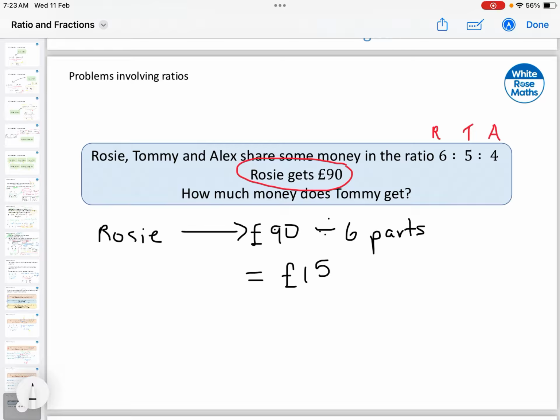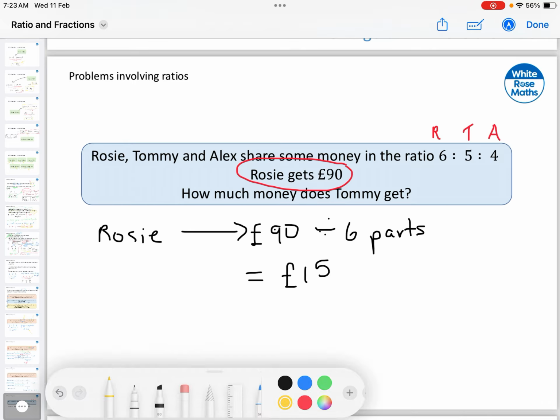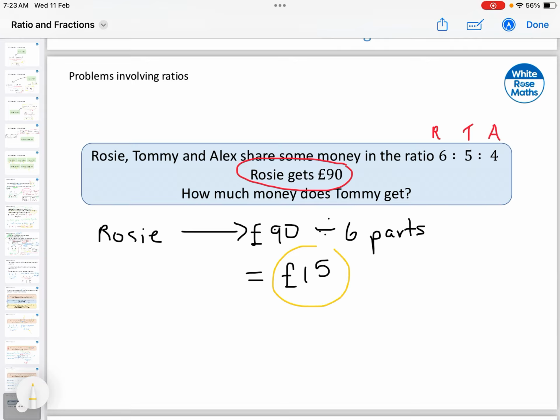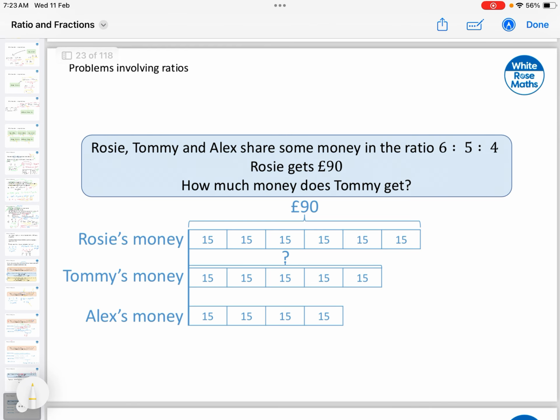That's only Rosie. From Rosie, then we can start moving to the other people, because if we know that each part from Rosie has a value of 15, then that means that for Tommy and Alex, that's the same thing. So let's move to the diagram. Let me show you guys what we have. So you can see here on the diagram that for Rosie, we know that each part is 15.